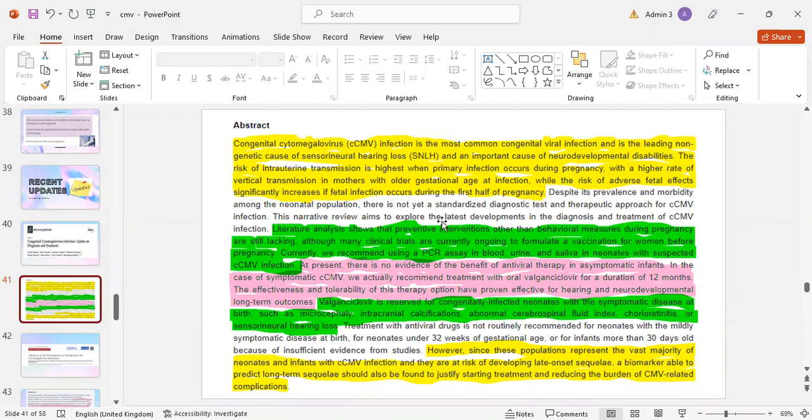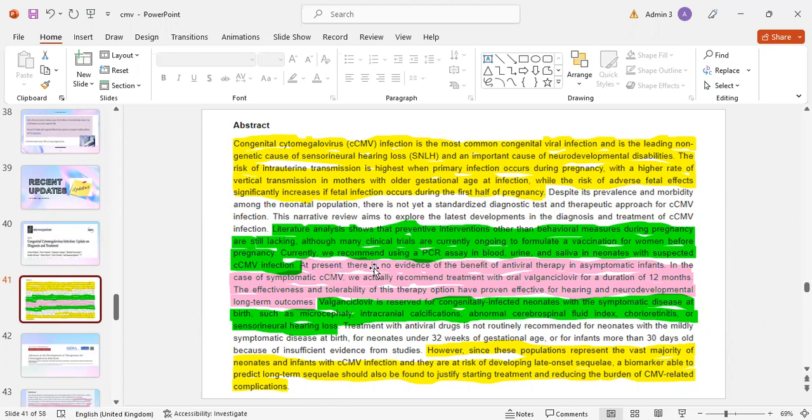Despite the prevalence and morbidity among the neonatal population, there is not yet a standardized diagnostic test or therapeutic approach for congenital cytomegalovirus. This narrative review aims to explore the latest developments in the diagnosis and treatment of congenital cytomegalovirus infection. Literature analysis shows preventive interventions other than behavior measures during pregnancy are still lacking, although many clinical trials are currently ongoing to formulate a vaccine for women before pregnancy.